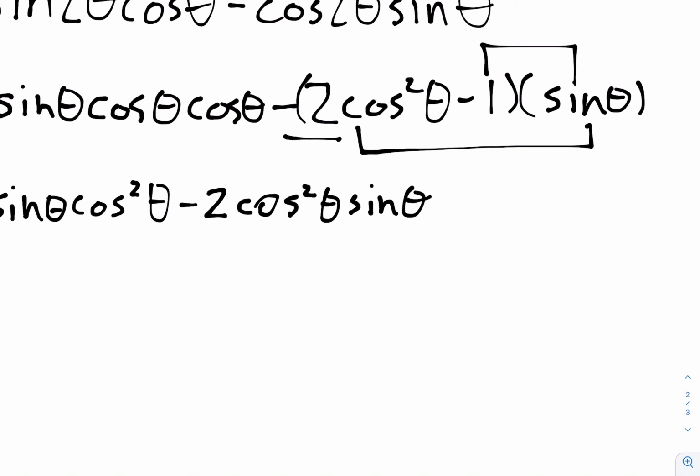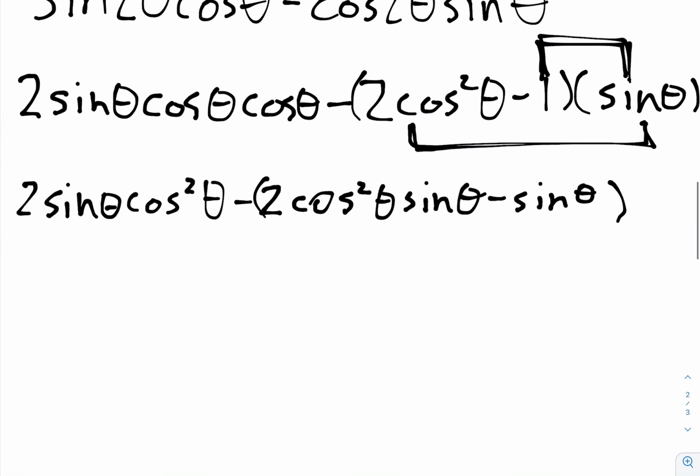And then we got this negative 1 times sine theta. So this is going to be minus sine theta. Just negative sine theta is going to be what's on the inside there. So we just distributed these two things into the sine theta there. And now let's distribute this negative into each number here.